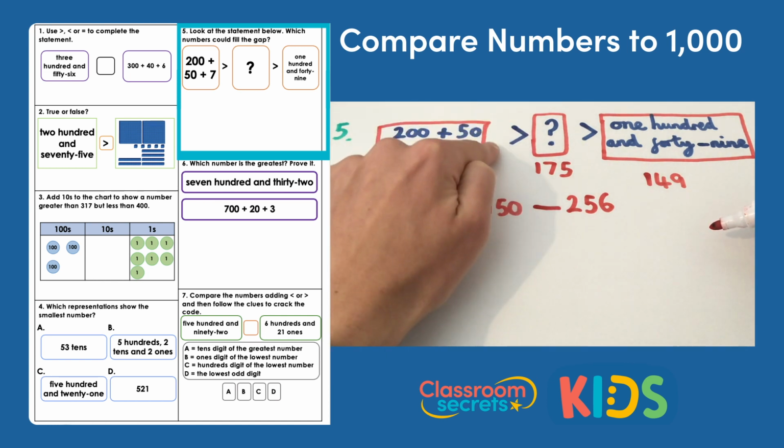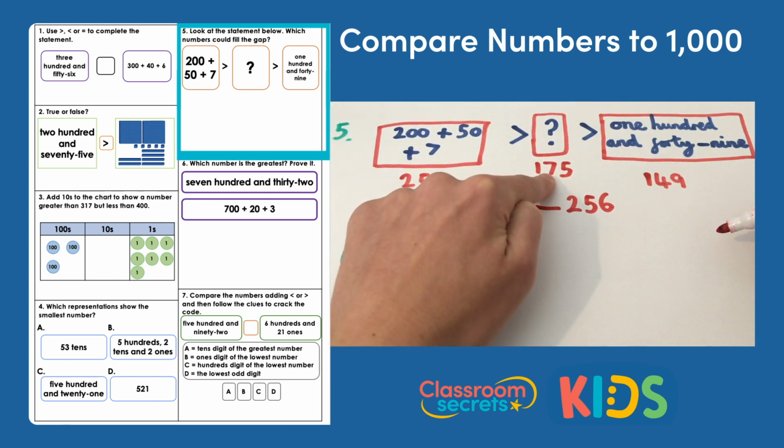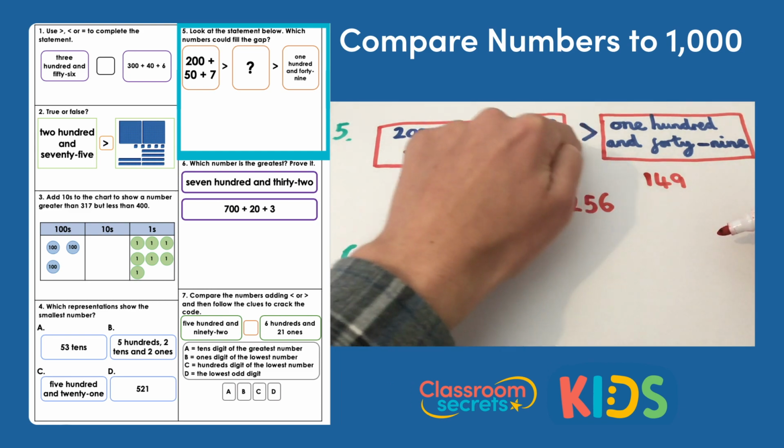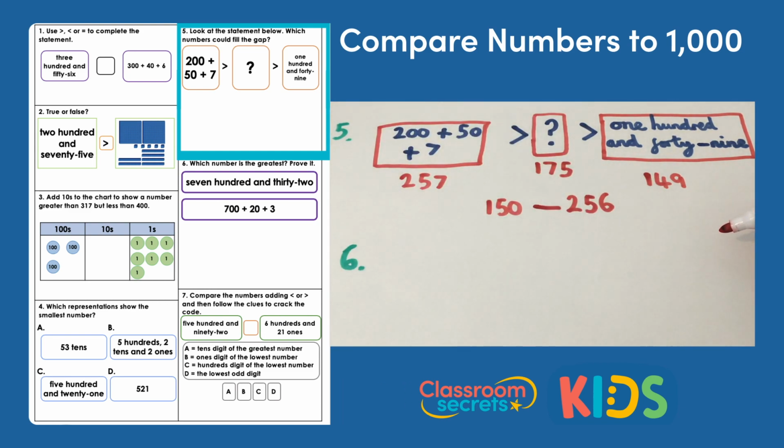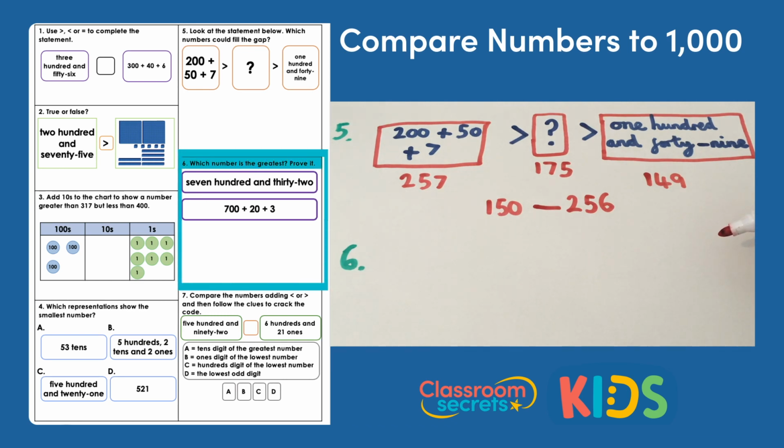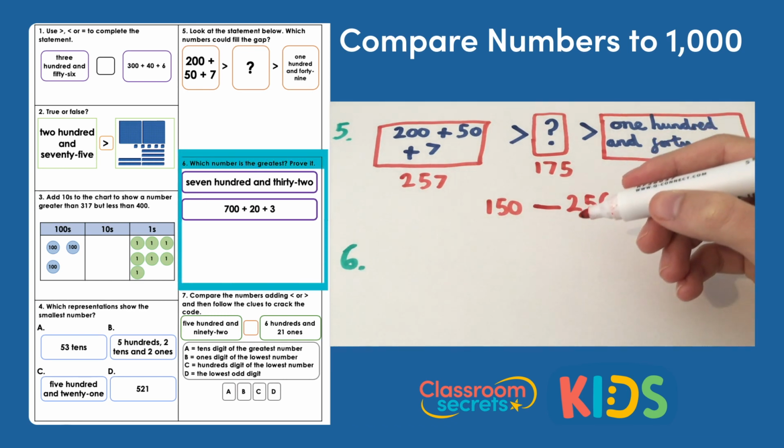257 is more than 175. That's right. And 175 is more than 149. That works too. Question 6 asks us to figure out which number is the greatest.